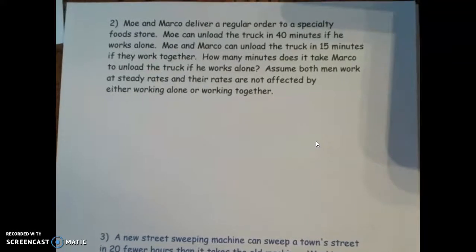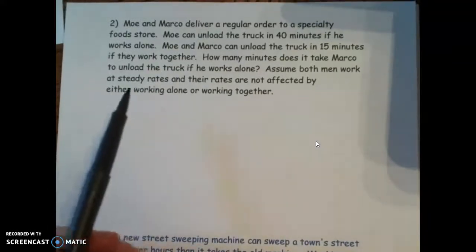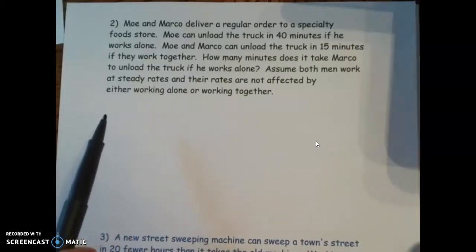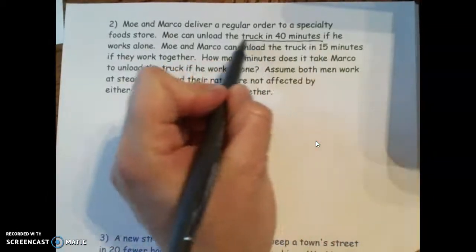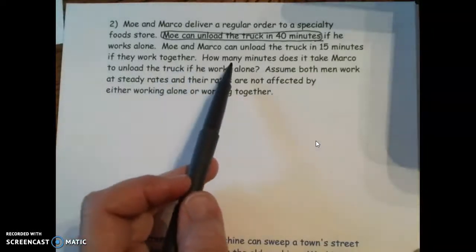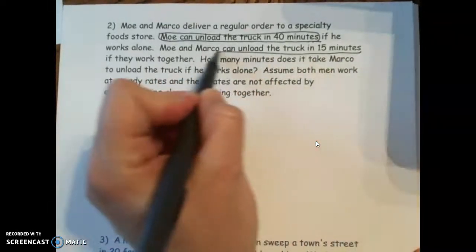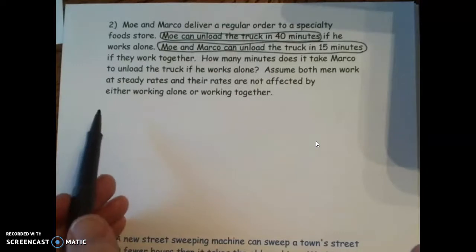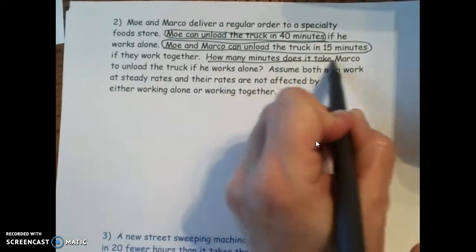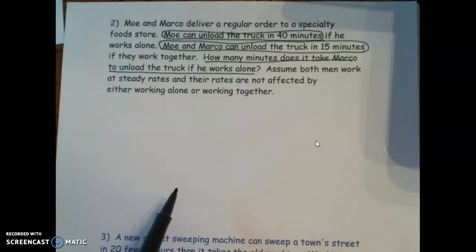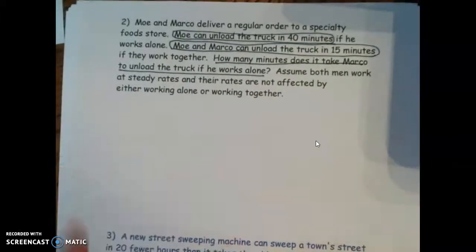It says Mo and Marco deliver a regular order to a specialty food store. Mo can unload the truck in 40 minutes if he works alone. So I'm going to circle that. Mo and Marco can unload the truck in 15 minutes together. How many minutes does it take Marco to unload the truck if he works alone? So there's our question. Assume both men work at steady rates and their rates are not affected by either working alone or working together.